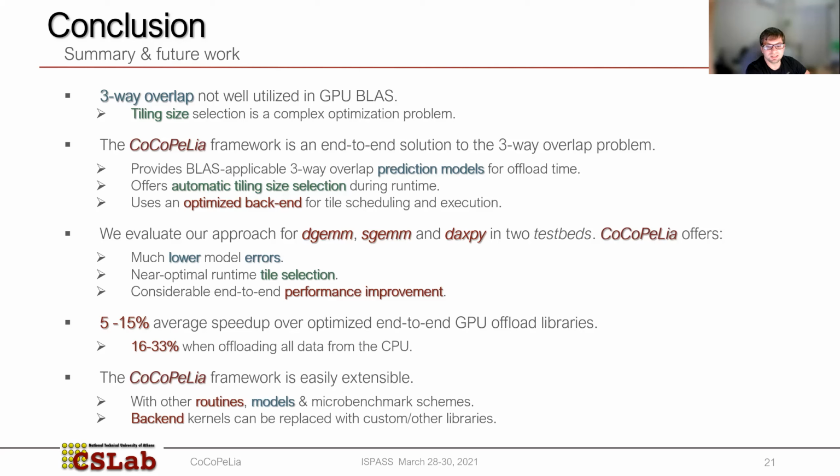More specifically, CoCoPeLia achieves a 5 to 15% average speedup over optimized end-to-end GPU offload libraries, cuBLAS and BLASX in our case, and 16 to 33% when offloading all data from the CPU, which is the most commonly used scenario in such works. Finally, for future work, CoCoPeLia is easily extensible. New routines, models, micro benchmarks, or any combination of the above can be added without modifying all components, and the backend kernels can also be replaced with custom implementation or other libraries in order to improve performance.